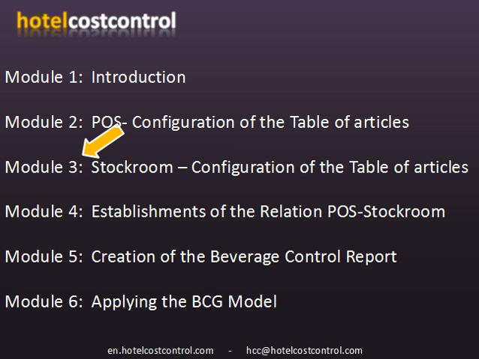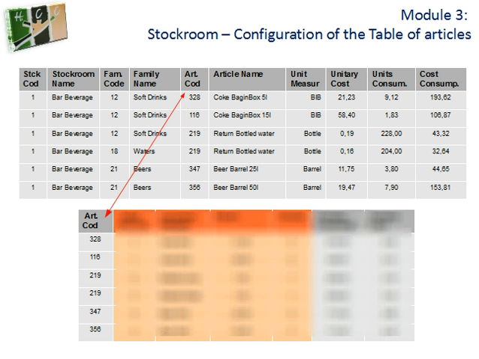Module 3. Stockroom. Configuration of the table of articles. Following the module's pattern, in this case we find the report generated by the Stockroom module. In it, we can observe the Stockroom's name, which is the equivalent of the bar, the family, and the detail of the purchase article with its corresponding codification. The report indicates the unit of measure of each article, the unitary cost in relation to that unit of measure, the consumption of units, and finally, the amount of that consumption for each article.